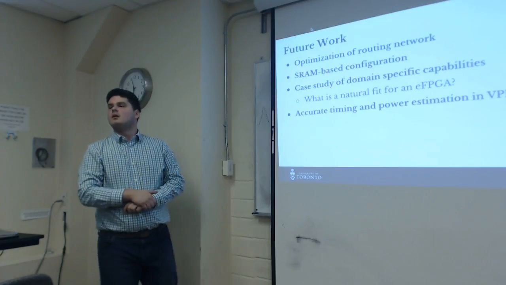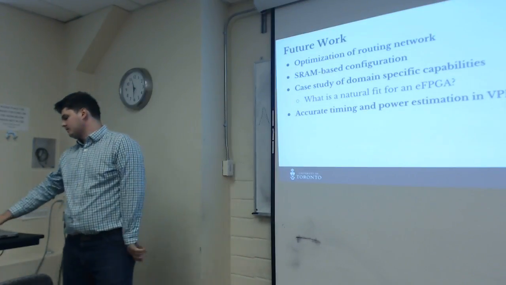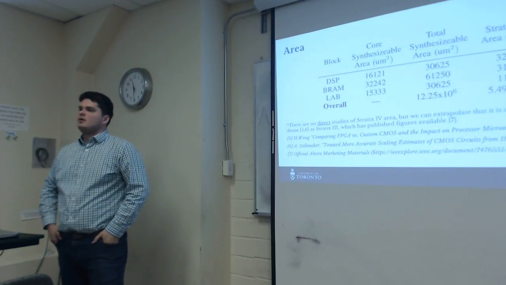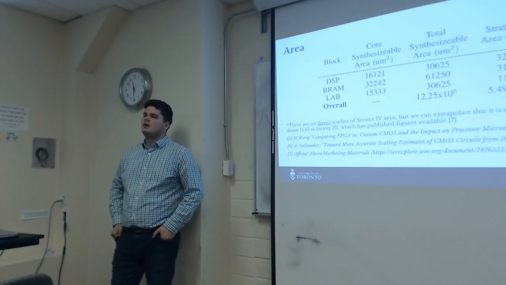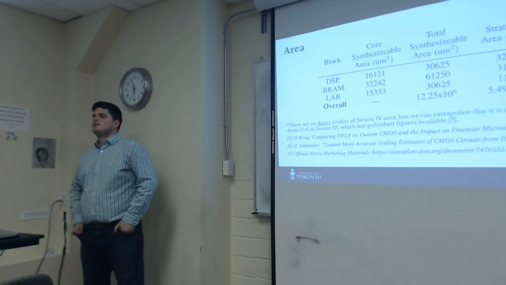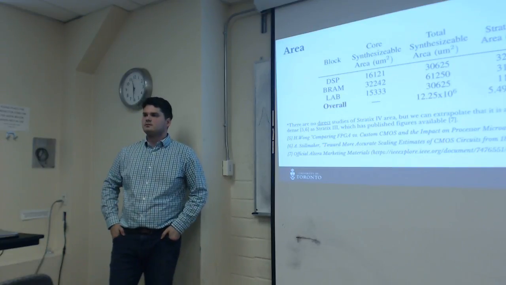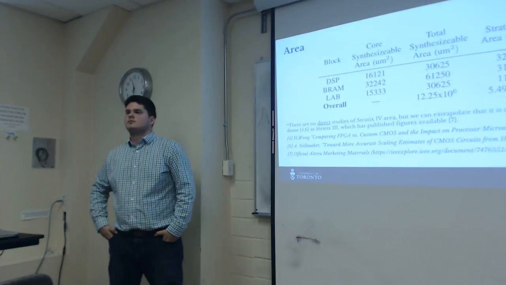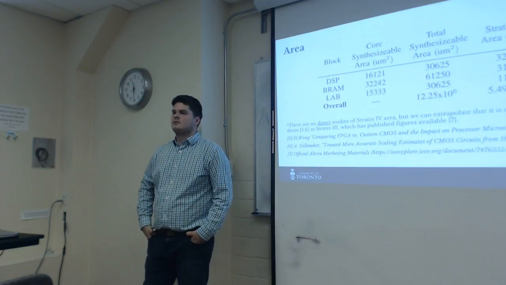Sorry, I just had a question about the last slide. No problem. What is the core area? Does that include the input-output mixing, or for the LAB, is it just the LUTs and blocks? And the second question is, what would you expect as a ratio of routing area to logic area? Because to me, this seems like 1-to-1. I would almost expect more routing area than this.